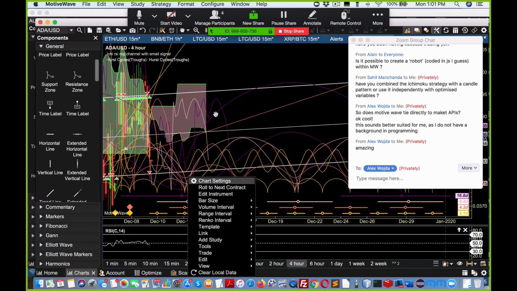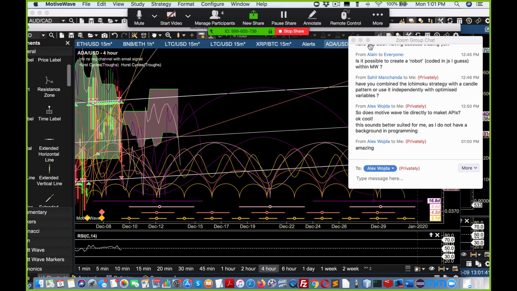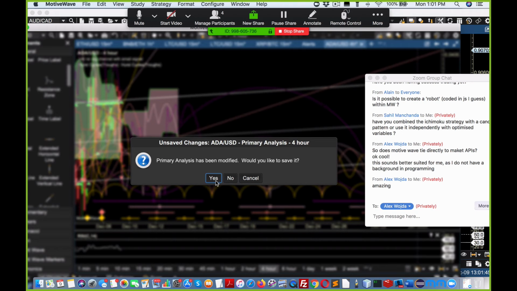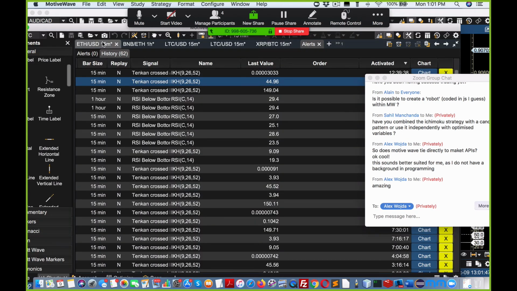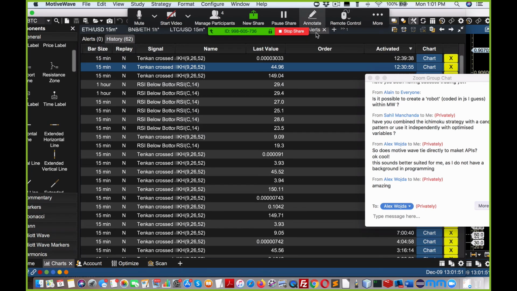But let me get rid of this chart. That's just something that you can do with MotiveWave. I've never seen anything like it. And because you're only interested in trading and trading ideas, you don't have to get bogged down with the coding and setting up all your infrastructure.